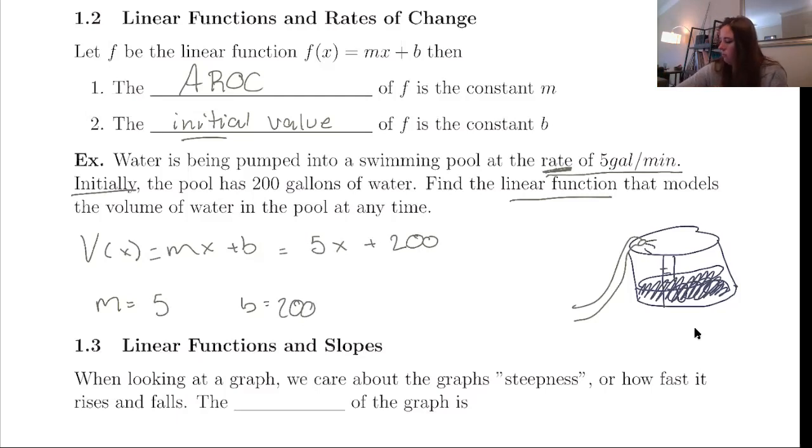Is everyone okay with finding linear functions like that? Can I get a thumbs up, thumbs sideways, and thumbs down? Okay, beautiful. Love all the responses.